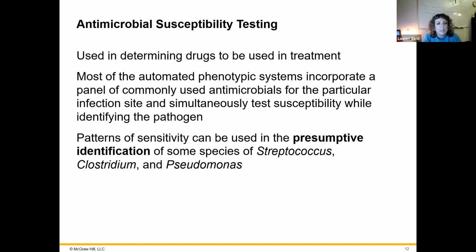All right, antimicrobial susceptibility. We would use this, of course, to determine what drugs we might want to use in treatment, which is useful in and of itself. But depending on the organism you're concerned about, you might also be able to use this to identify your organism. So if we look at Streptococcus species, Clostridium species, or Pseudomonas species, these types of bacteria will have specific patterns of sensitivity to certain antibiotics. So that can lead us to a presumptive identification or genus identification as well.